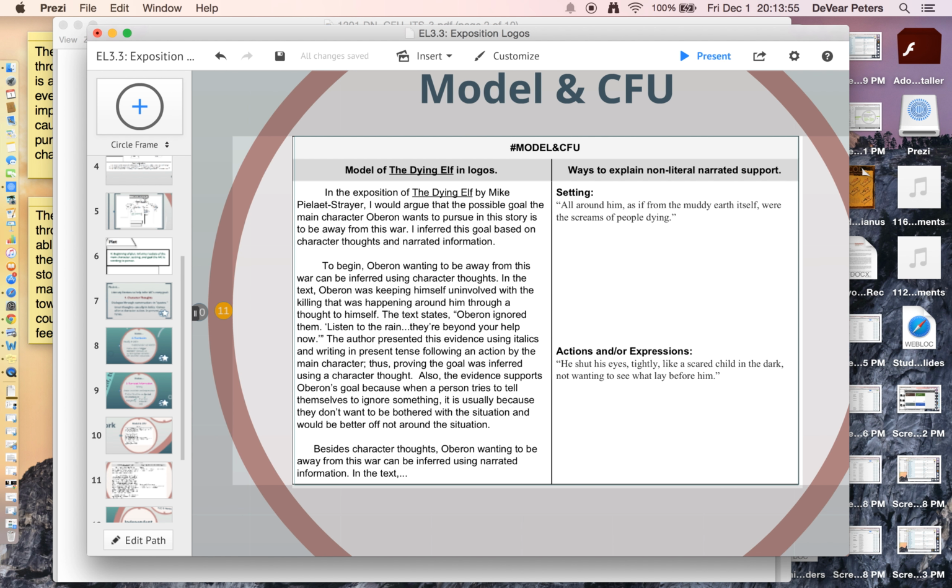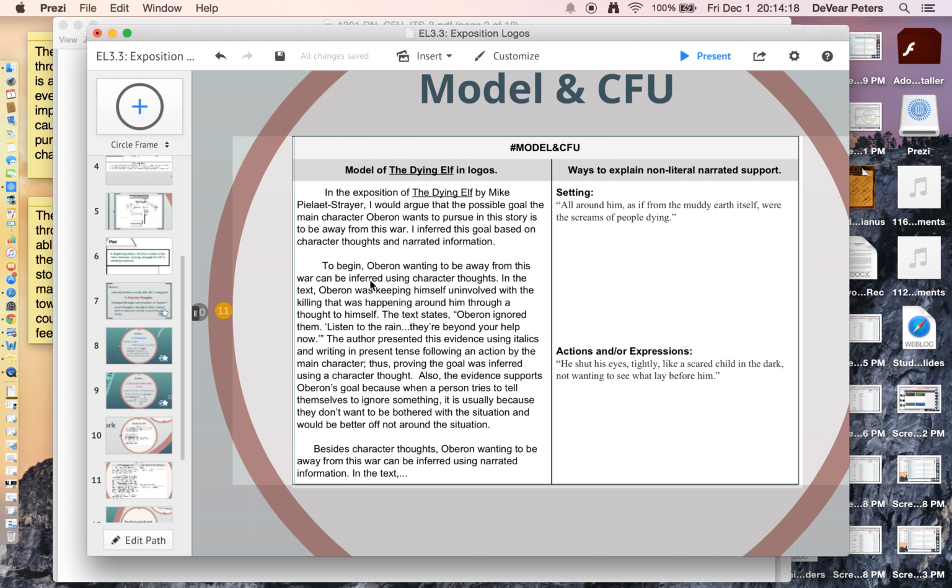It messed up. That's okay, I'm about to delete that anyway. So I know that the fact that I said italics, present tense, following an action, all those things go with the notes. Also up here, I said that I understood what was happening around him through a thought to himself. And this even told me, yes, I'm about to focus on the inner thoughts.